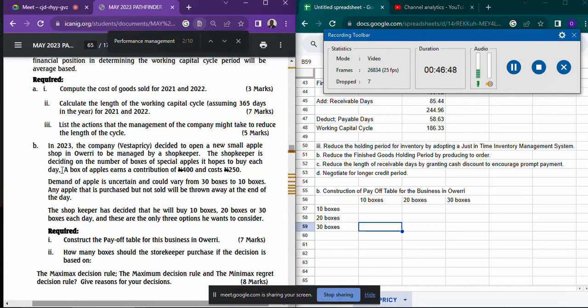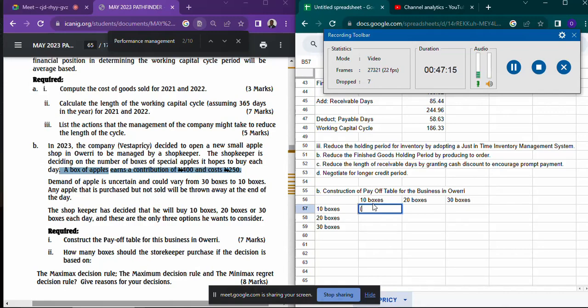A box of apple is capable of earning a contribution. How would he earn a contribution if not sold? Can he earn if he has not sold? No. So that's where we got the idea of buying and selling. Do you understand? Yes.